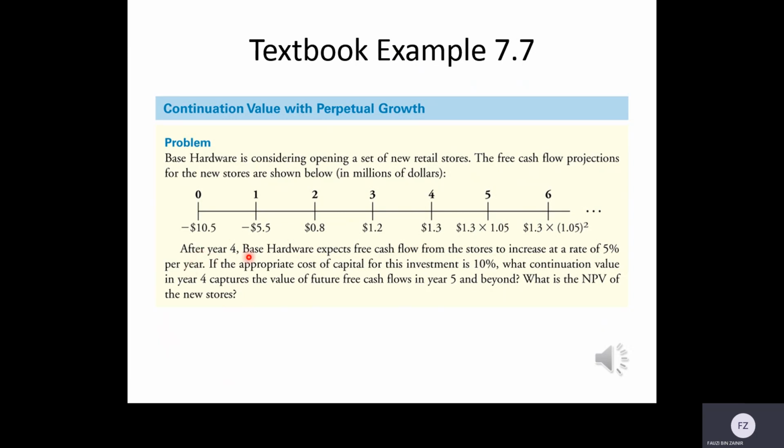After year 4, Base Hardware expects free cash flows from the stores to increase at a rate of 5% per year. If the appropriate cost of capital for this investment is 10%, what continuation value in year 4 captures the value of future free cash flow in year 5 and beyond? What is the NPV of the new stores?